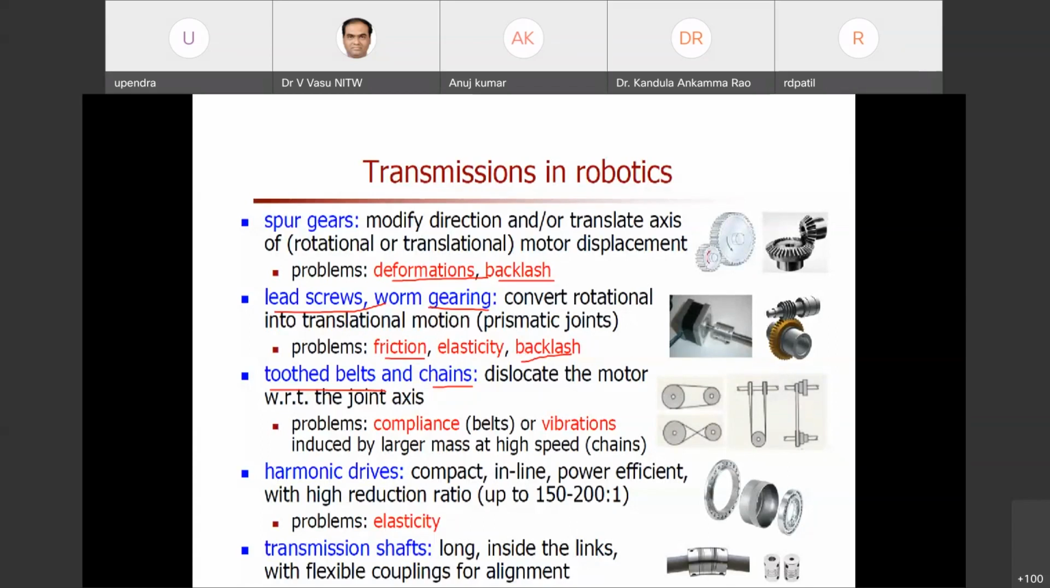And to overcome the problems we face with spur gears, lead screws and belts, we have a new type of drive called harmonic drives. These harmonic drives are mainly used in recently developed robots, and they are able to eliminate the backlash error.